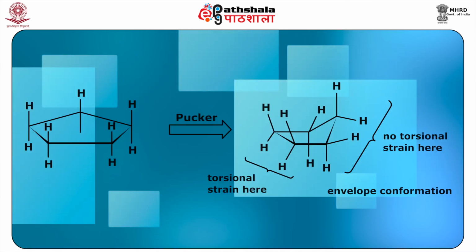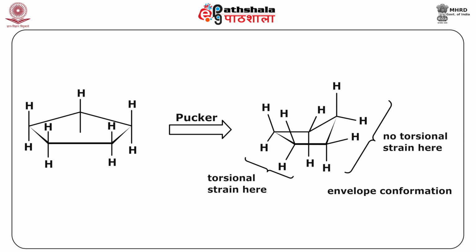The heat of combustion data indicates the total strain in the ring. On distorting the planarity, cyclopentane partly relieves the torsional strain, but increases the angle strain, similar to cyclobutane. And the minimum energy conformation is thus adopted by balancing the two opposing effects. These are 2 conformations which are shown in the figure, which are of comparable energy.